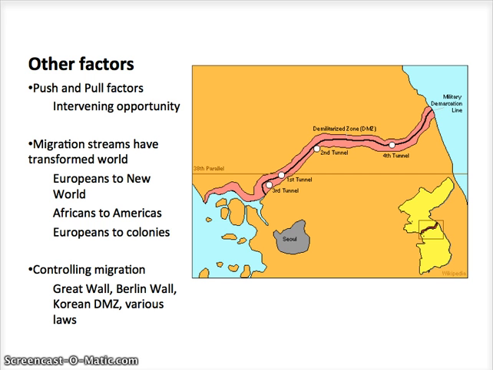So migration, as I said, is probably one of the biggest factors, aside from just births and deaths, that determines the population geography of the world. So we're going to end here, and then we're going to continue with migration in the next PowerPoint.